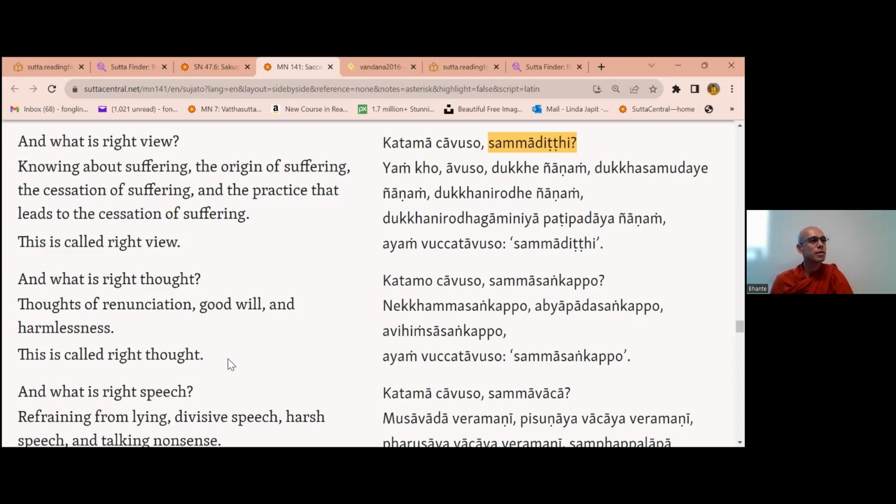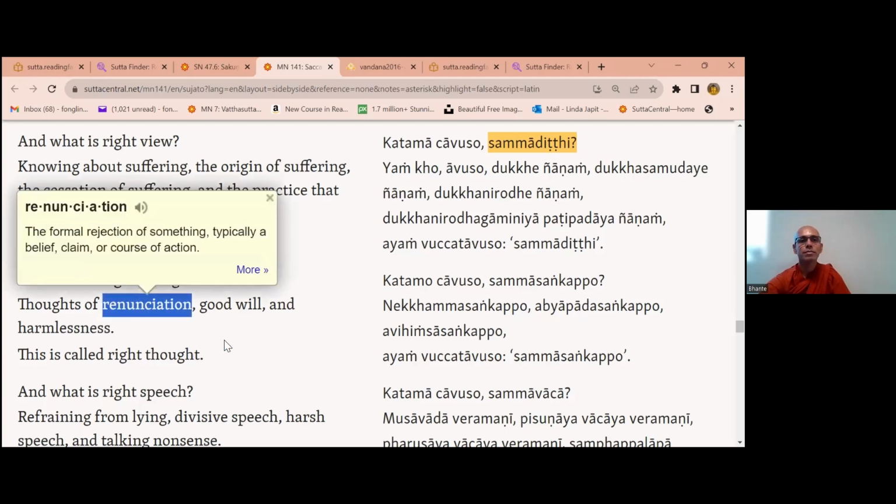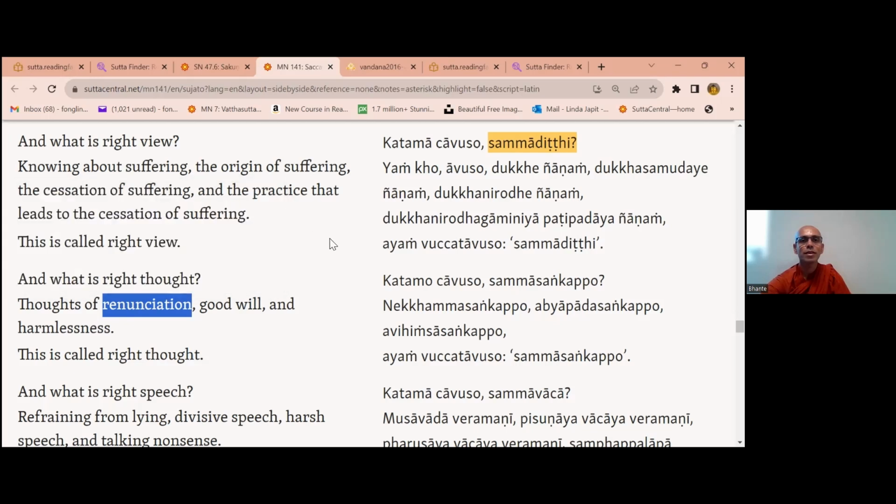What's the first one? Thoughts of renunciation is the first. The second, thoughts of goodwill. And then third, thoughts of harmlessness. If we have these three, we have the right intention, samma sankappa. What is thoughts of renunciation? Renunciation means you leave your home and go to the Himalayas and become an ascetic. Is that the renunciation? It's just a way that someone can do, but it's not the perfect way to explain renunciation.